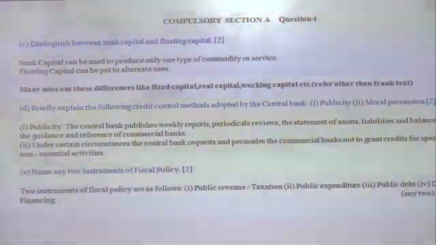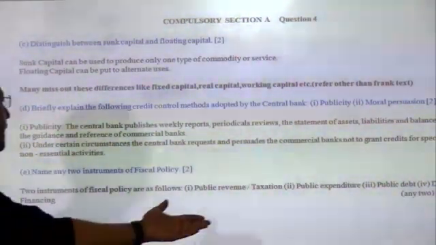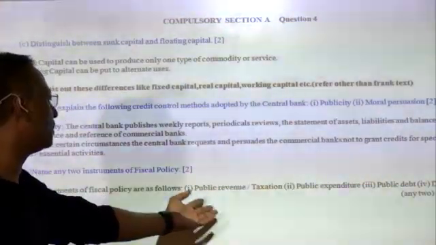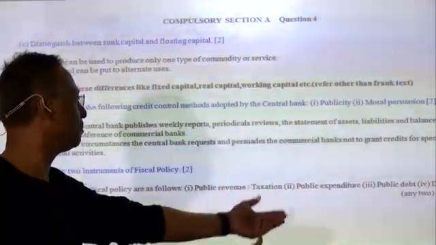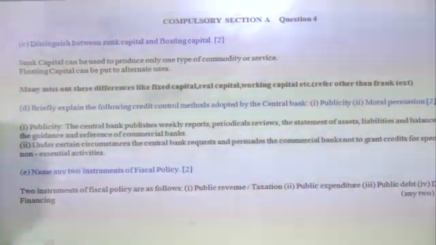Next, name two instruments of fiscal policy, 2 marks. So 2 instruments of fiscal policy, you can write any two. You can write taxation or public revenue, public expenditure, public debt, deficit finance, just any 2. You don't have to explain in detail.